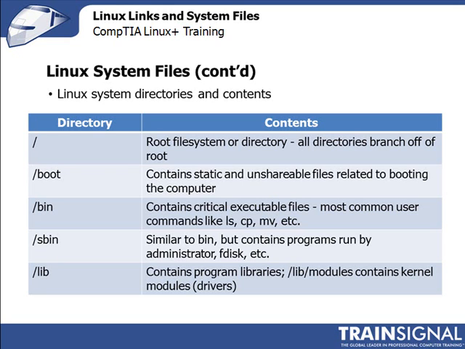/boot contains static and unshareable files related to booting the computer. /bin has critical executable files, things like the most common user commands like ls, cp, or mv. /sbin is very similar to /bin, but it contains programs run by the administrator, things like fdisk. And /lib contains program libraries.